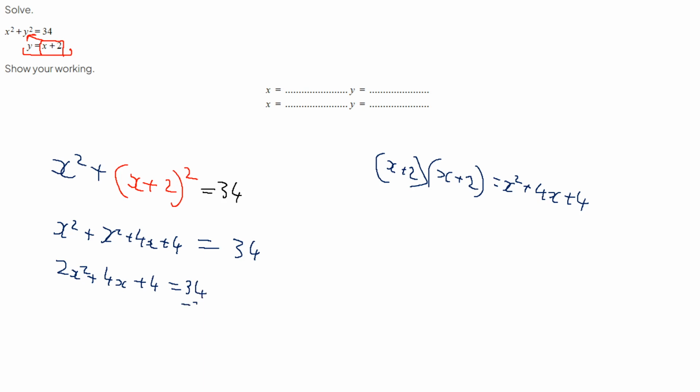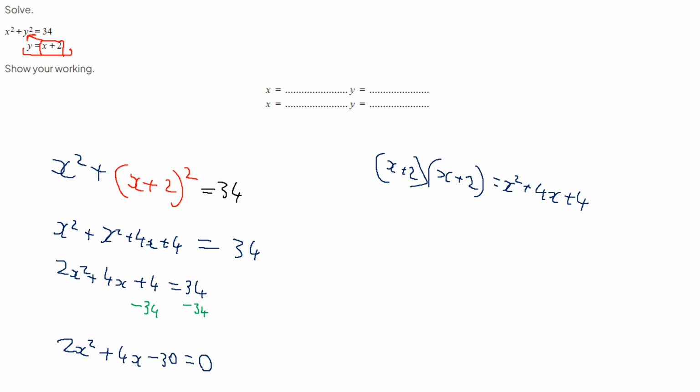And then let's minus 34 on each side. I'm going to do this in a different color because I just realized how monotone my page looks. Yes, that's right. My page looks monotone. And so we're left with 2x squared plus 4x minus 30 is equal to 0.